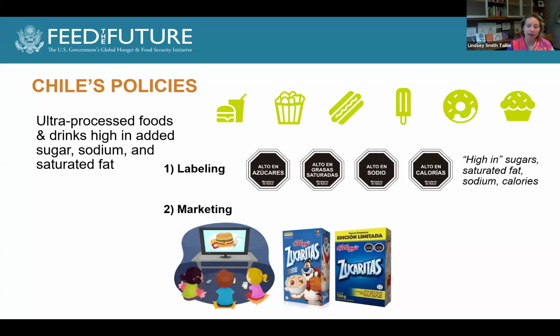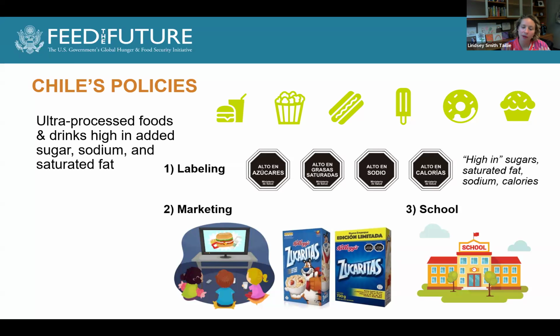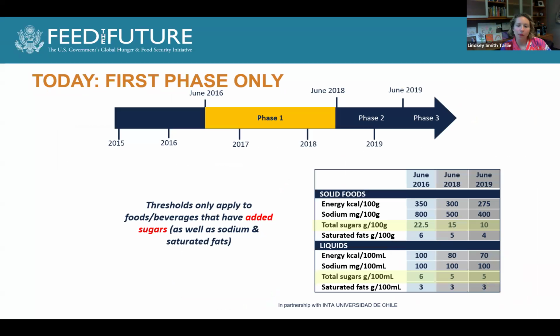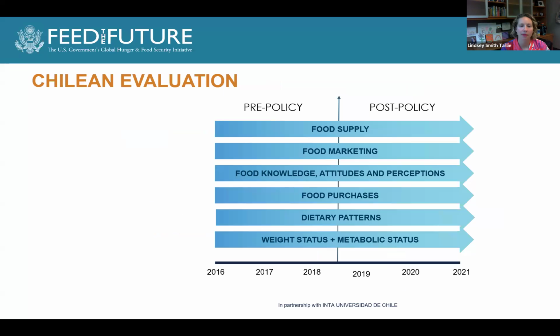So they've got the labeling and marketing regulations, and then they reinforced this in the schools. So in the schools, they cannot promote or sell products with a warning label. So this is really trying to change the environment that kids are exposed to. So today I'm going to talk just about the first phase. The Chilean regulation was implemented in a series of 3 phases with increasingly strict nutritional thresholds. So today I'm just going to talk about the beginning.